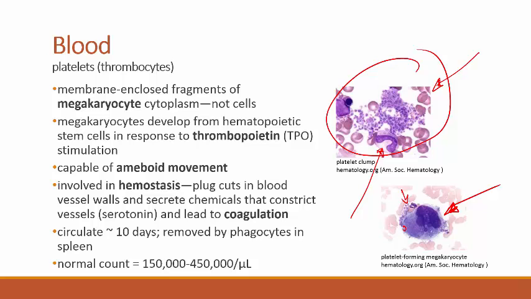Then that will help to plug up a blood vessel wall, and they will also secrete chemicals, serotonin being the primary one, that will result in the constriction of the blood vessel. And they secrete other chemicals to help stimulate coagulation of blood. We'll talk about that toward the end of this chapter. So platelets will circulate something on the order of 10 days, and then they lose their function, and they are removed primarily in the spleen by phagocytes that are hanging out there. Normal count for platelets is somewhere between 150,000 and 450,000 of them per microliter.